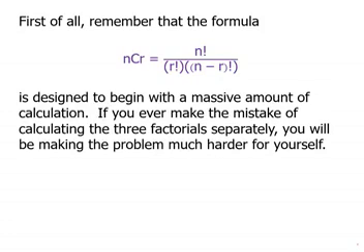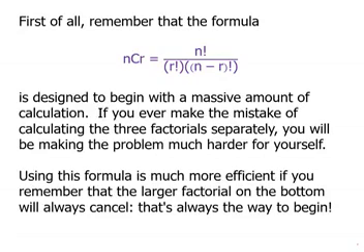And so in that sense, the formula can be misleading. Using this formula is much more efficient if you remember that the larger factorial on the bottom, whichever one of those two is larger, will always cancel. That's always the way to begin using this formula.